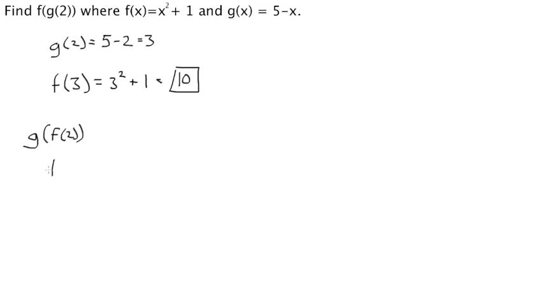Let's do the same process, work from the inside out. So first we want to find f of 2. That will be 2 squared plus 1, so in this case, 5. Now I plug this back into the outside function, so g of 5. That's going to be 5 minus 5, so 0.